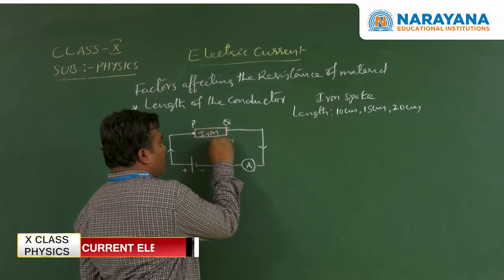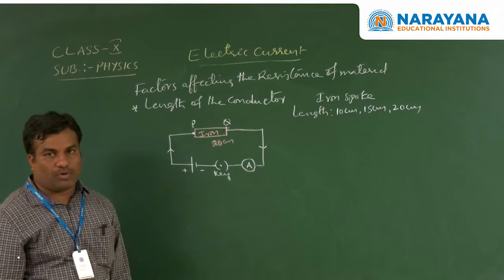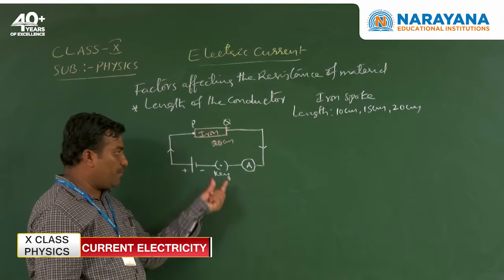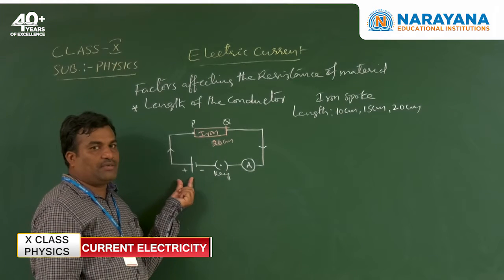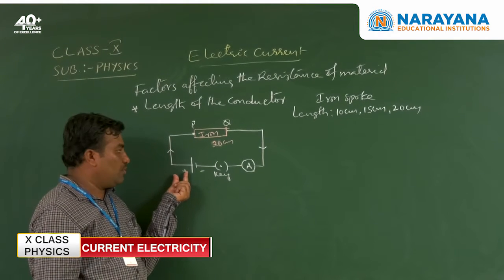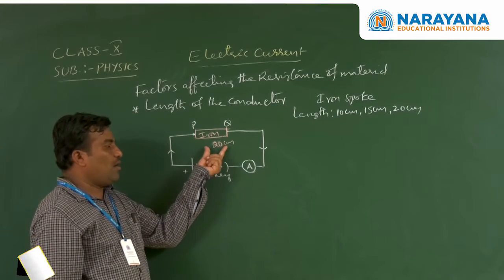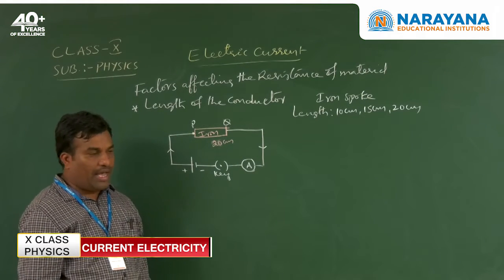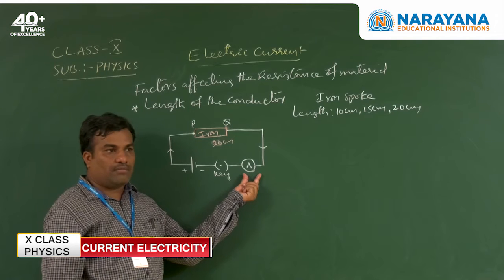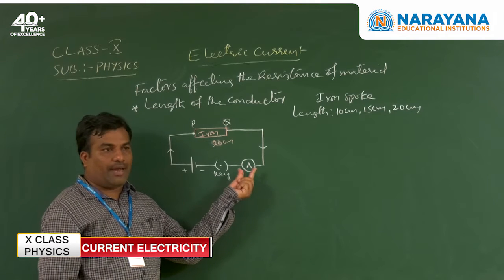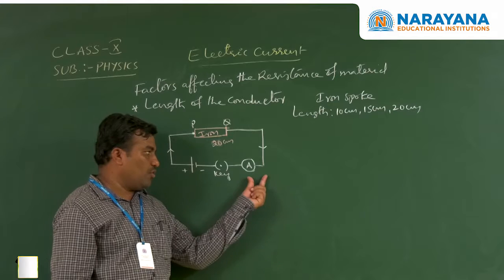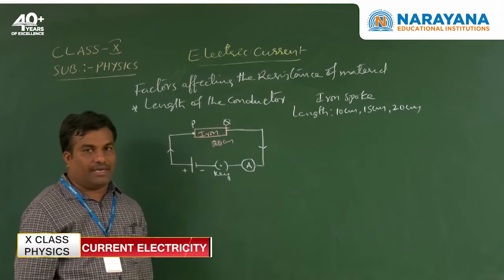Next, 20 centimeter instead of 15 centimeter of iron spoke between the P and Q points. Now we press the key, and current flows from the positive end to the negative end through the 20 centimeter length of iron spoke. Again we take the current reading at the ammeter. Note down these three readings in your notebook.